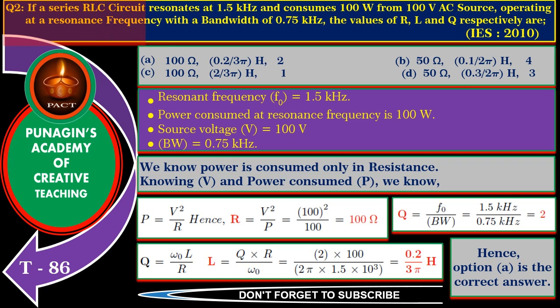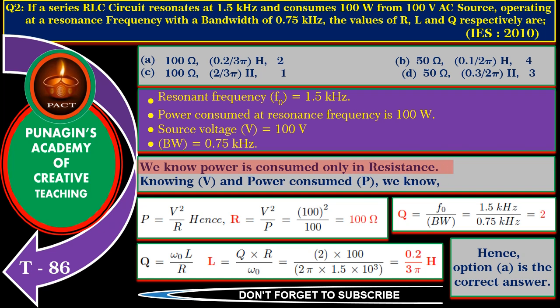Friends, according to me, this problem is easy and interesting too. The given data is resonant frequency F0 is equal to 1.5 kilohertz. Power consumed at resonance frequency is 100 watt. Source voltage V is equal to 100 volts and bandwidth is equal to 0.75 kilohertz. We are required to find R, L and Q.